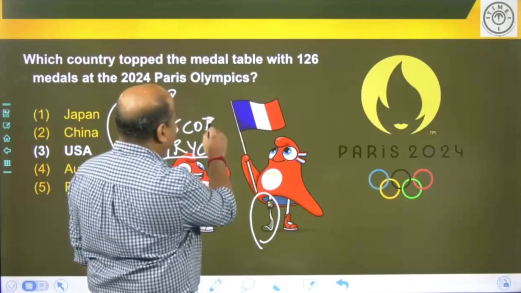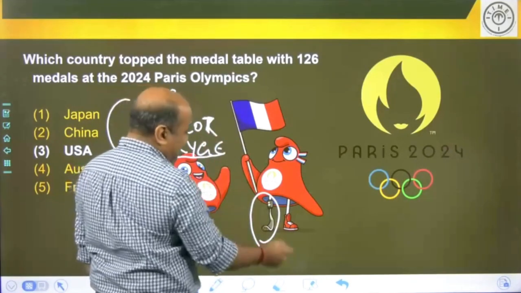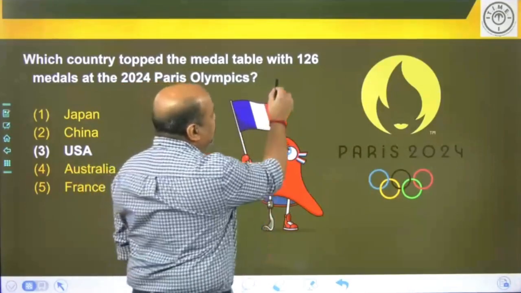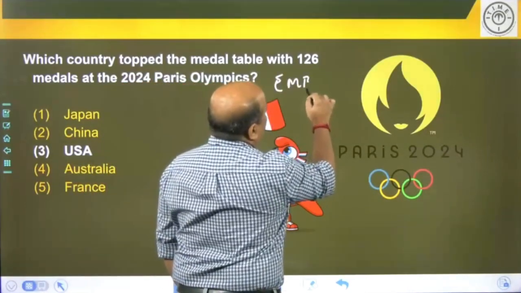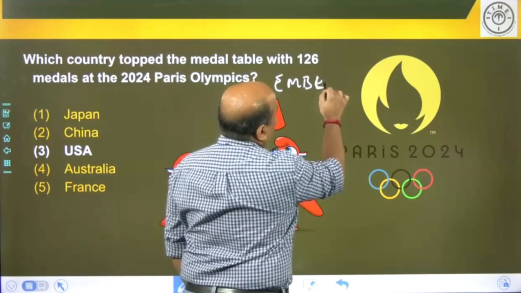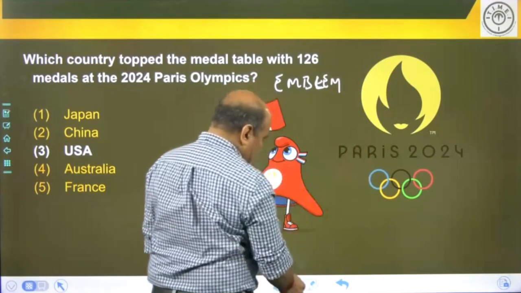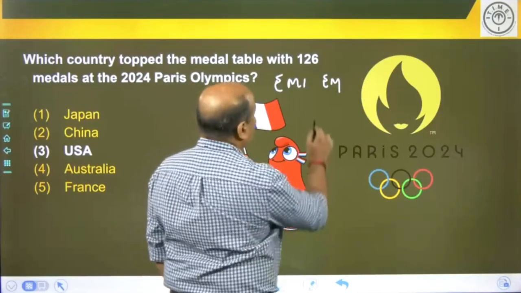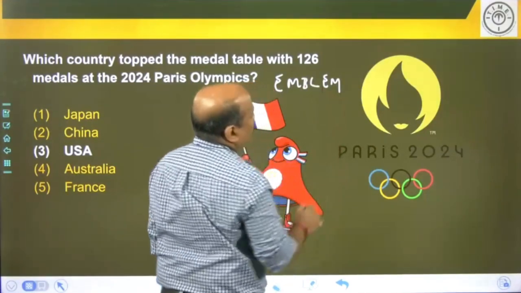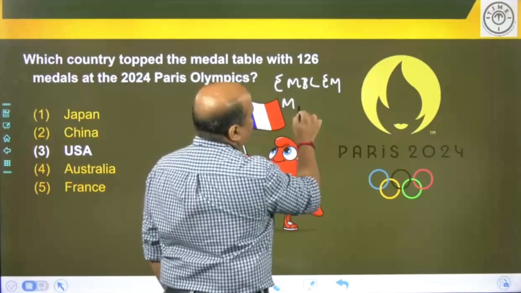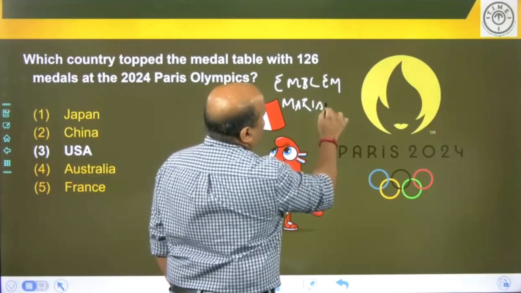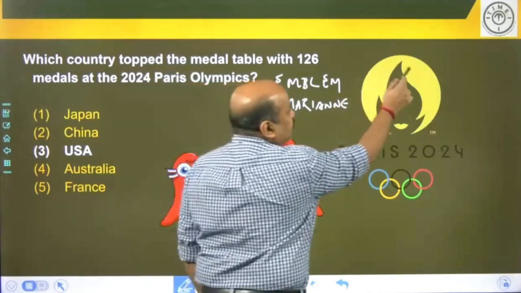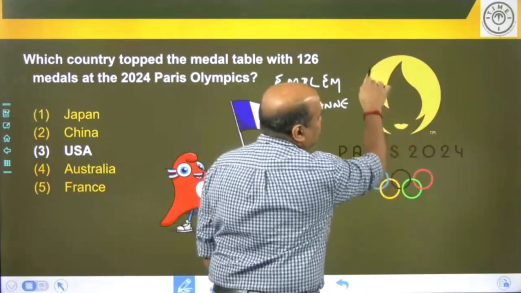Hey, mascot. There is a spelling error there. It's not mascot, it should be mascot. What is this? This is the emblem, the Paris Olympic emblem. Paris Olympic emblem. Okay. What is the name of this? Marianne. Why do we say Marianne? You see, this is a woman, hair and all that, plus the light.